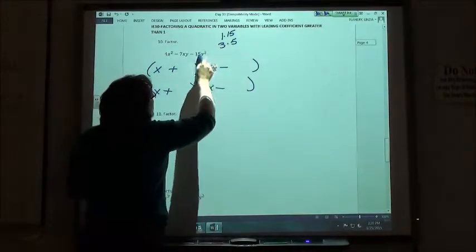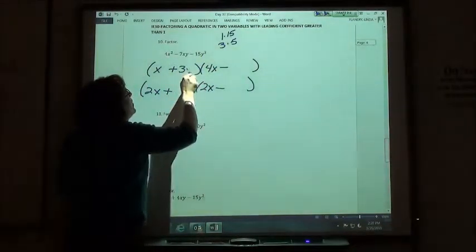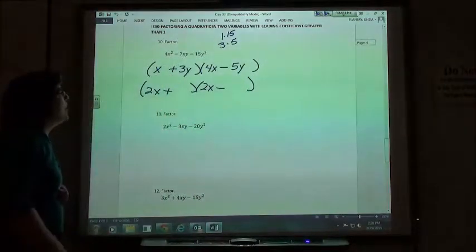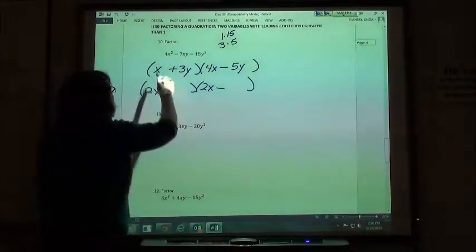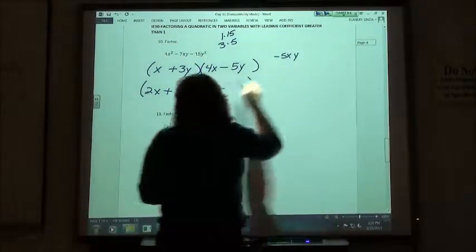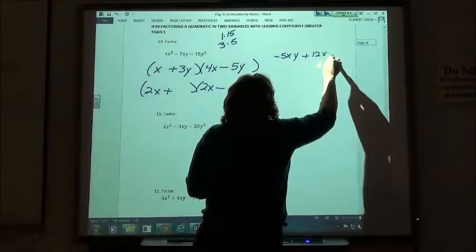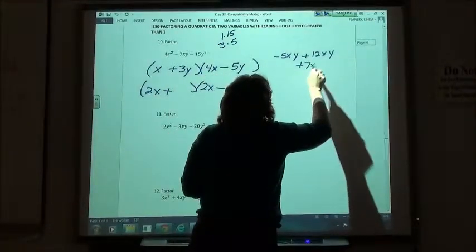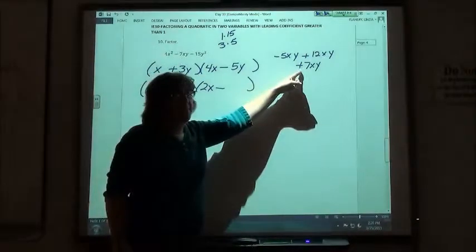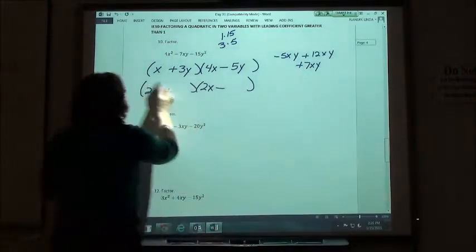But now we've got the y squared, so we've got to put the y's in with our answer. 3y times 5y would give me 15y squared. If I check that one out, I'm going to get negative 5xy, and I'm going to get a positive 12xy, which would give me positive 7xy. Well, I wanted to get a negative 7 instead of a positive 7, so this tells me that's the right pair. I just need to fix my signs.